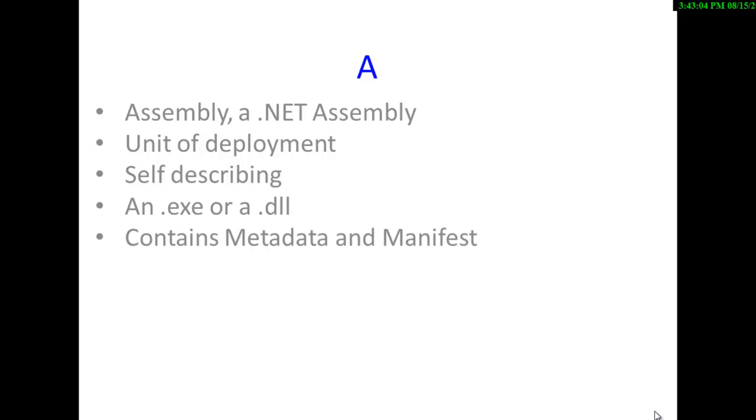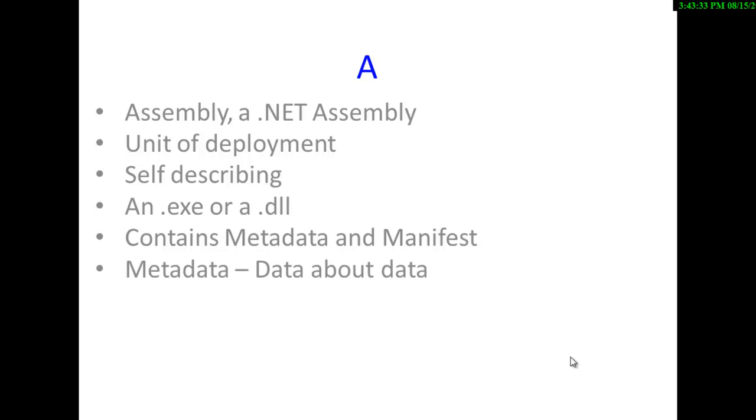Another feature of .NET assembly is that it contains metadata and manifest. These two terms actually make the assembly self-describing. If you see this third bullet point, I mentioned it is self-describing, but what brings the self-describing feature to life is metadata and manifest. We will discover what is metadata and manifest a little later as well.